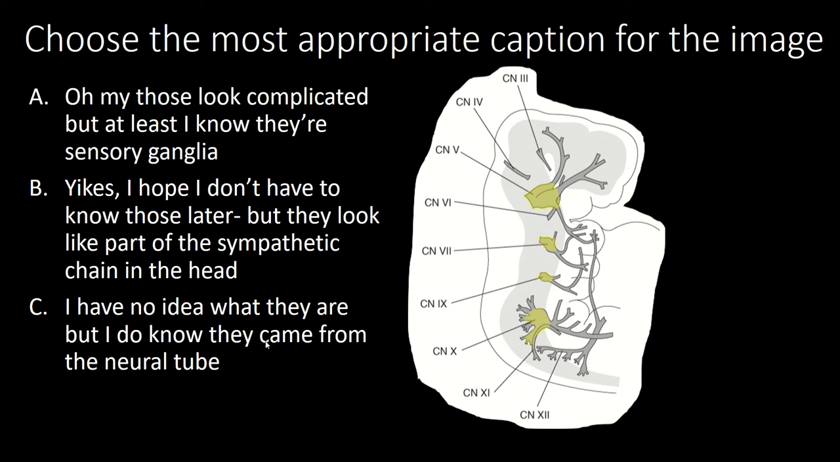And so this one's not correct because the sensory ganglia are synonymous with dorsal root ganglia, and the origin is going to be the same as sympathetic ganglions. They actually come from neural crest cells, so they don't come from the neural tube. So that's why this one's incorrect. This one's incorrect because it's not part of the sympathetic chain, and so even if the only thing you know is that they are attached to cranial nerves and they're sensory ganglia, the answer is A.